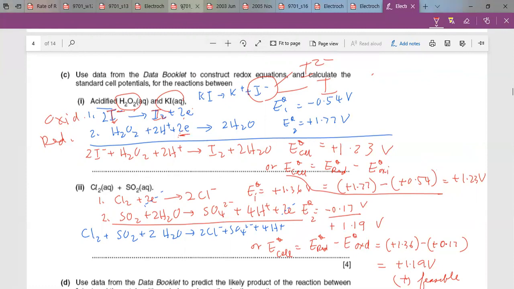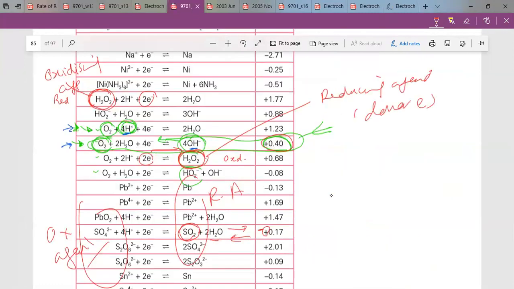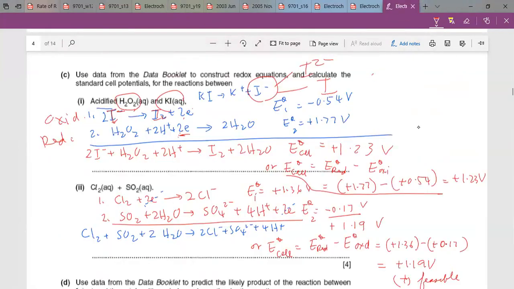So which one will you choose? Remember, accept electrons. Here, it will be donate electrons, so you choose this one here. So the choice is very important for hydrogen peroxide. So this one here: H2O2 plus 2H+ plus 2e-. I choose the one here, plus 1.77. You can see here, plus 1.77.